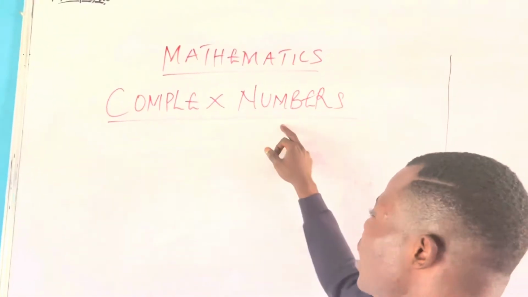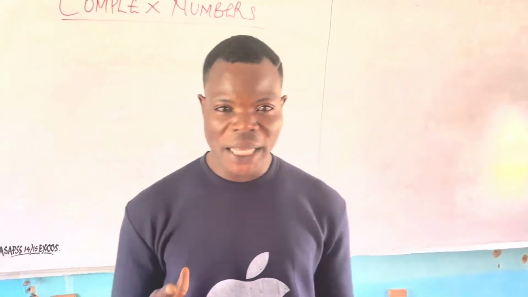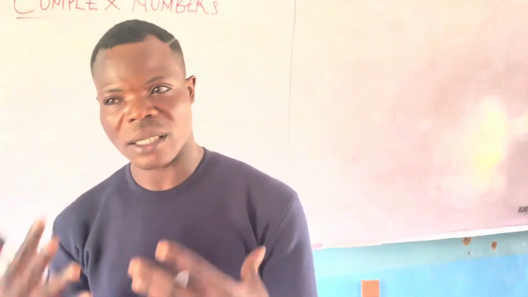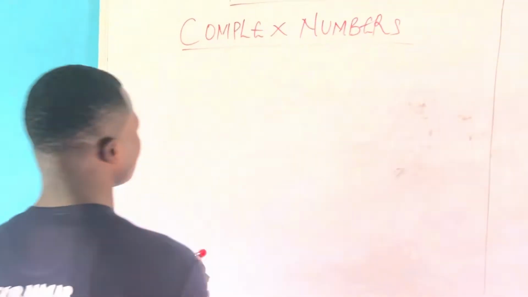So today we are seeing mathematics. We want to look at complex numbers. What is a complex number? A complex number is a mixture of real numbers and imaginary numbers.